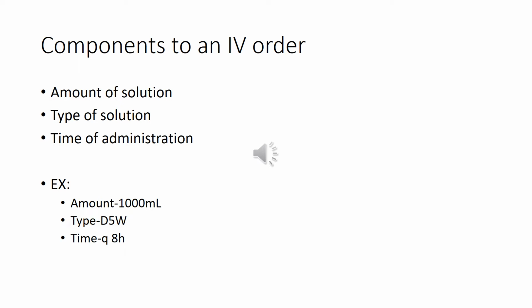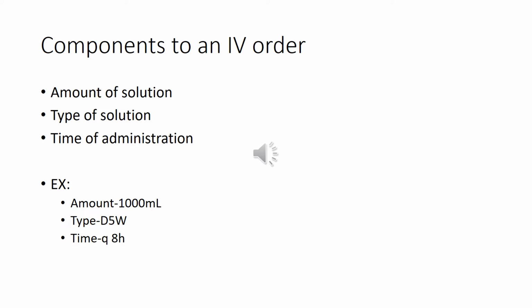Okay, so there are some components to an IV order. There's going to be the amount of the solution, the type of the solution, and the time of administration. An example of the amount is 1,000 milliliters, which are those big bags. The bags will come in 500, 250, 100. They don't come in any bigger really than 1,000 cc's that you're going to have to worry about.